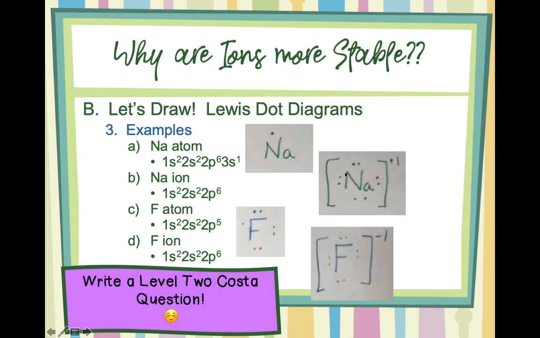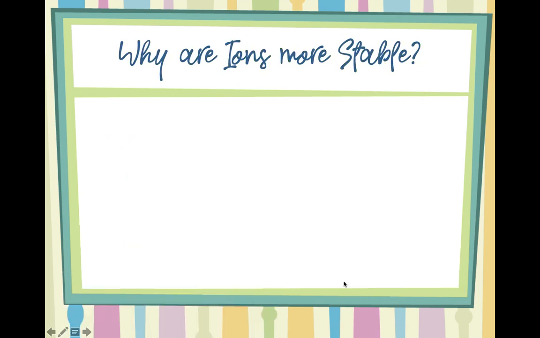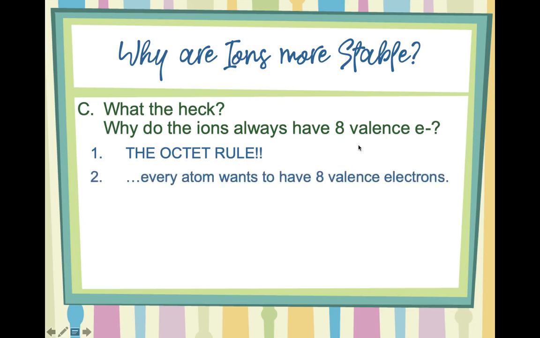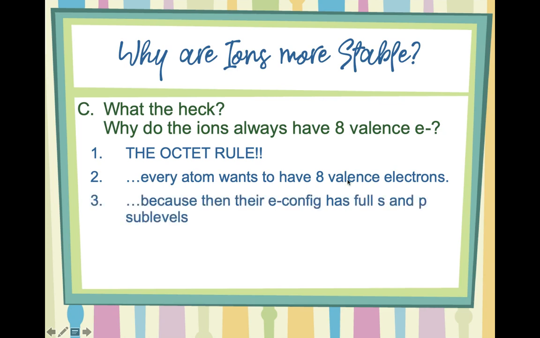Let's finish up these notes. You might have noticed, wait a second, this sodium had 8 dots around it, and this fluorine had 8 dots around it. Why do all of the ions have 8 valence electrons? Remember, that's where the octet rule comes from. Every atom is considered stable if it has 8 valence electrons. Why 8? Because then you have a full S and P sublevel. Those are your valence electrons, your outer electrons, and they're full. There's nowhere else to put things, so there's no reason to do any more bonding, and that makes the element stable.